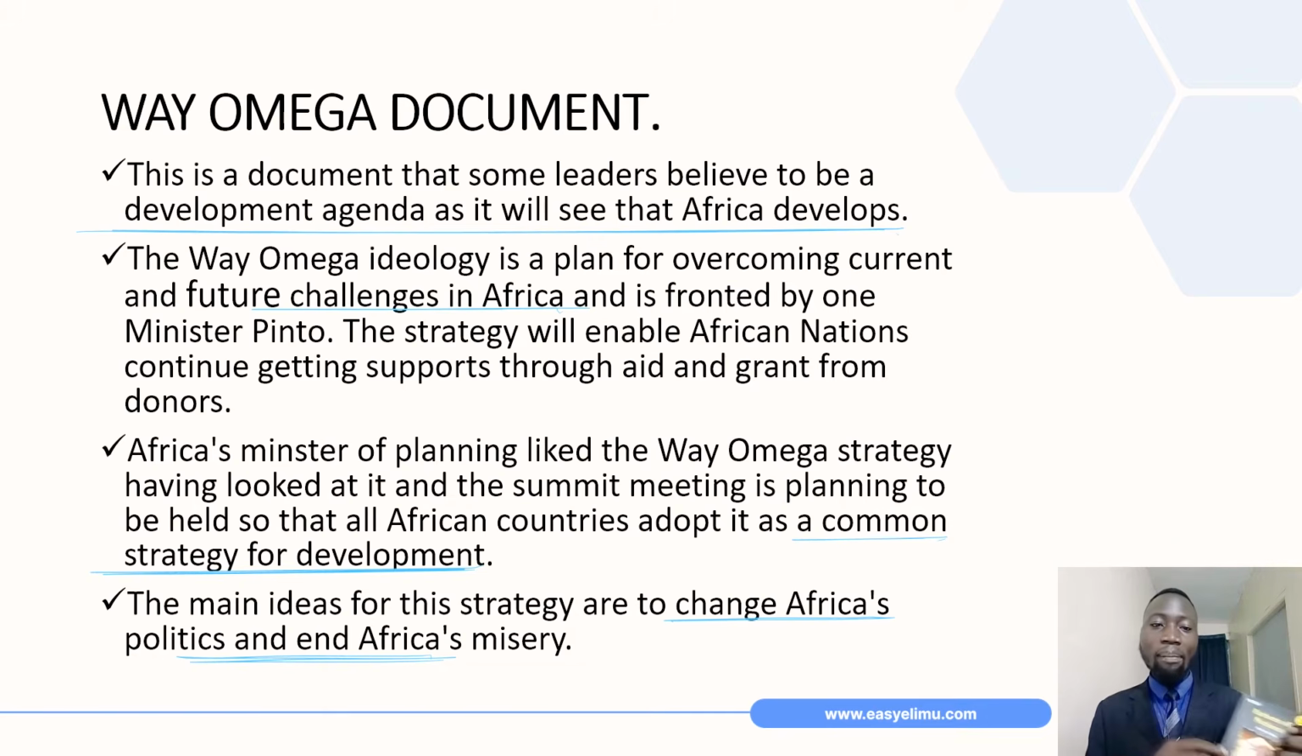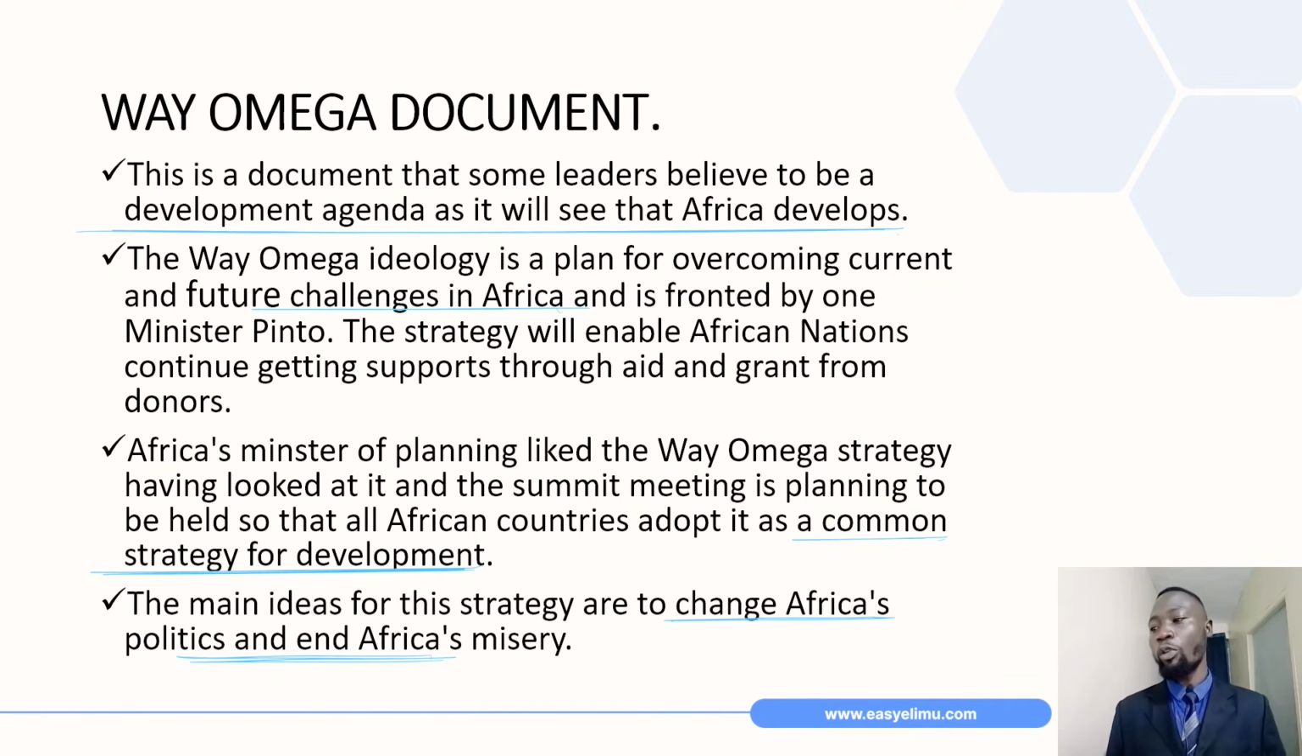Then about the Way Omega document, this is a document that some leaders believe to be a development agenda, as it will see Africa develop. The Way Omega ideology is a plan for overcoming current and future challenges in Africa. So it is fronted by one minister, Pinto. The strategy will enable African nations to continue getting support through aid and grant from donors.